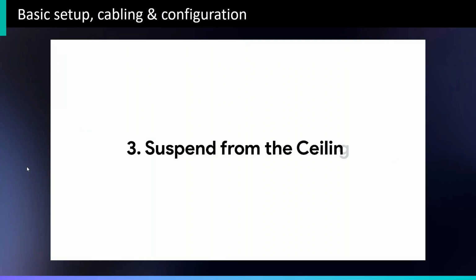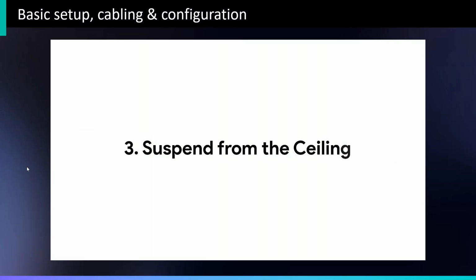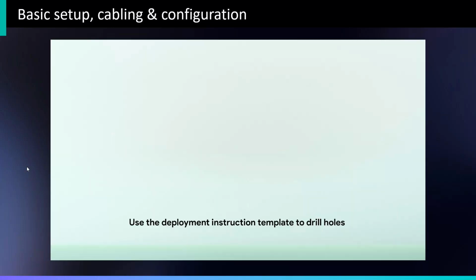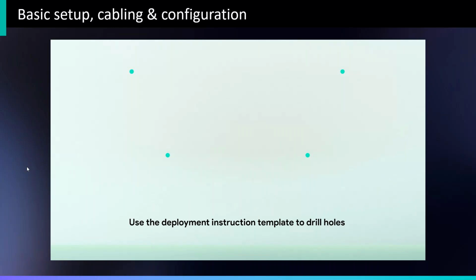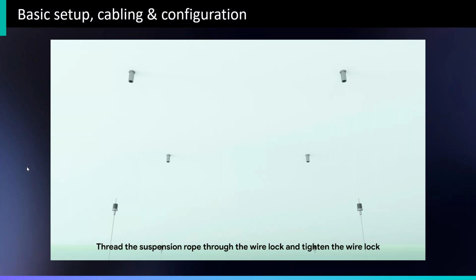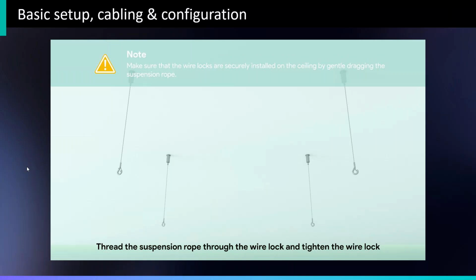Suspend from the ceiling. Use the deployment instruction template to drill holes. Insert the expansion nuts. Use expansion screws to fix the wire locks. Thread the suspension rope through the wire lock and tighten the wire lock. Make sure that the wire locks are securely installed on the ceiling by gently dragging the suspension rope.